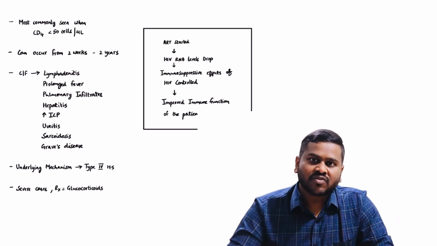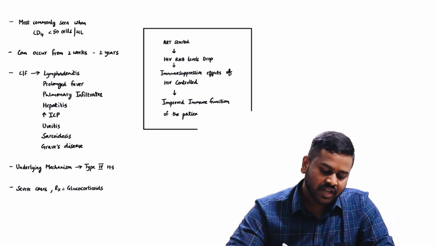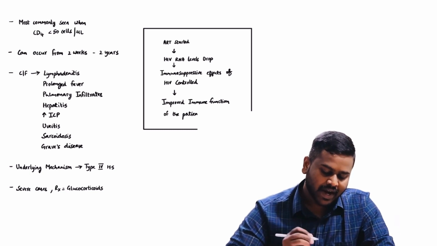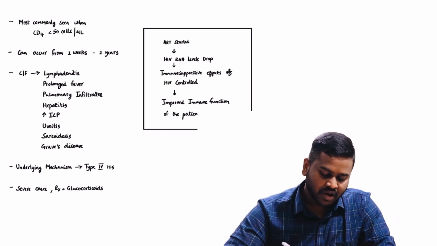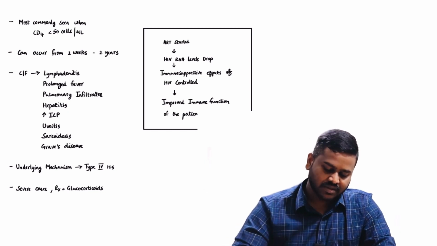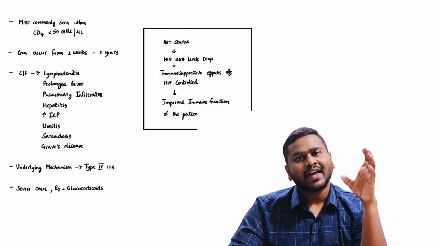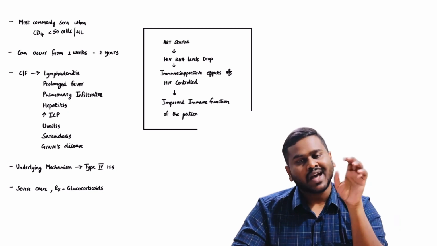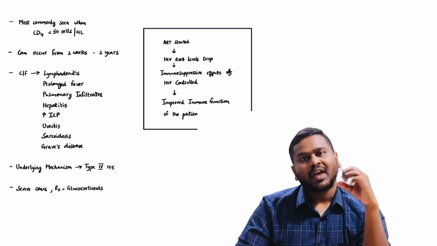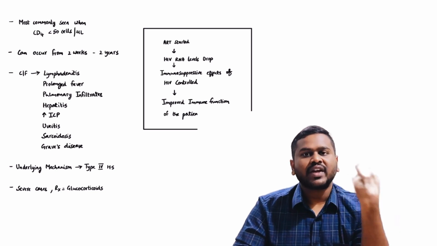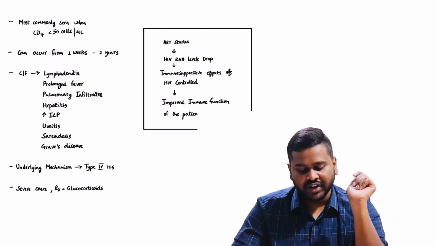The clinical features of IRIS include lymphadenitis, prolonged fever, pulmonary infiltrates, hepatitis, increased intracranial pressure, uveitis, sarcoidosis, and Graves' disease. Important point to remember here is the underlying mechanism of this IRIS is similar to type 4 hypersensitivity reaction. And in severe cases of IRIS, we have to use glucocorticoids for the treatment.